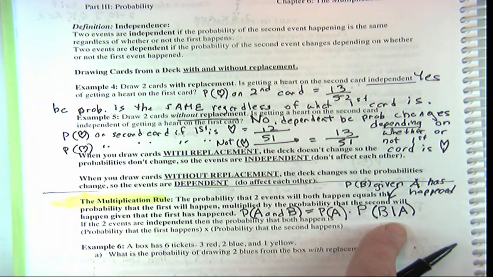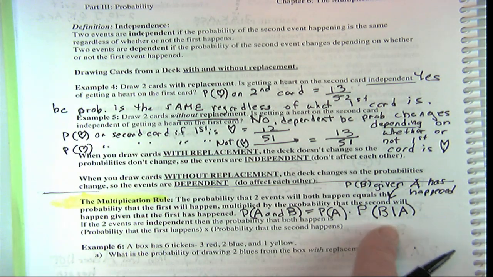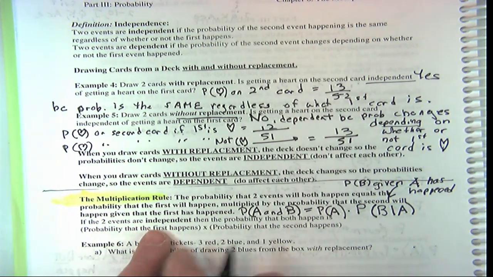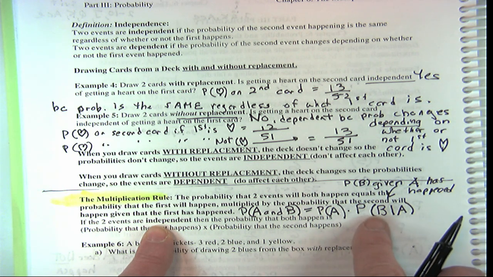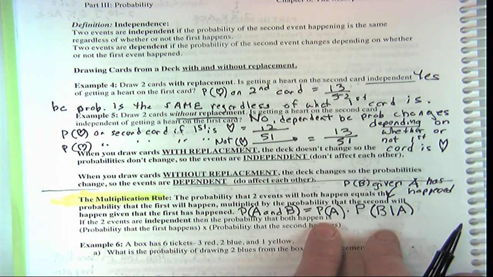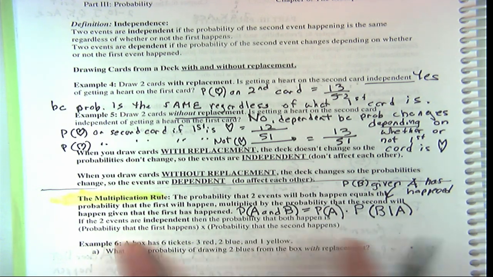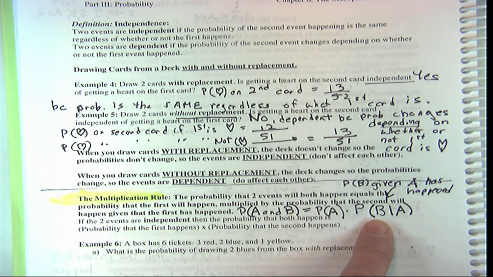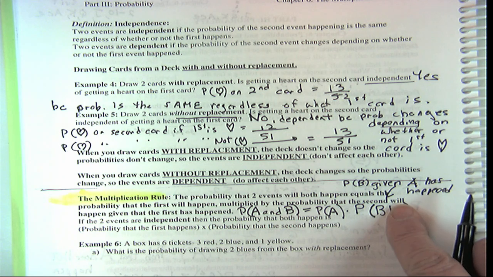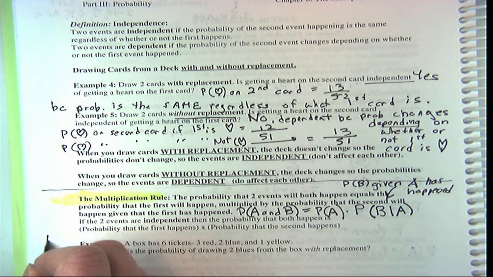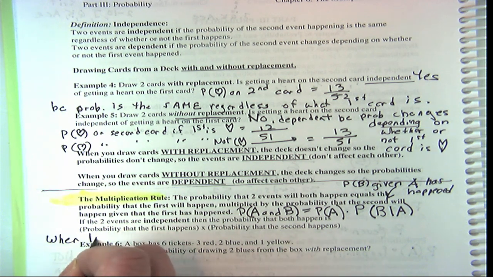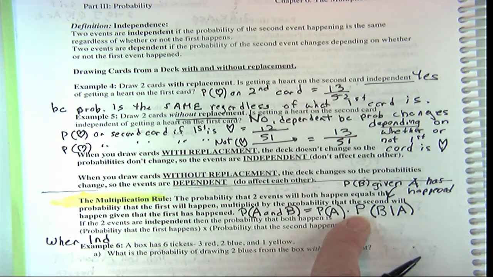Okay, so that's the general rule. But if two events are independent, then it can simplify. It will just be the probability of A times the probability of B. Why? Because if they're independent, then the probability of B is the same whether A happened or not. Okay? So let's write that down. When you have independence, you could use that, and it simplifies.